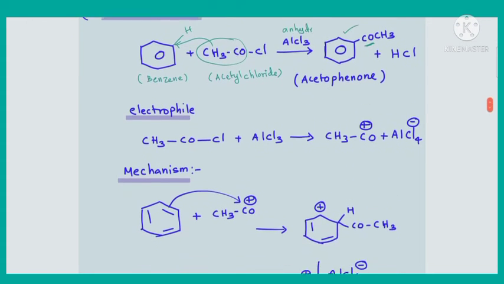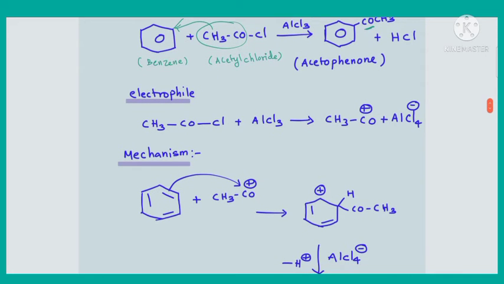Okay, right. Here the mechanism, first step will be as usual, formation of an electrophile, the acetyl electrophile. Acetyl chloride, CH3COCl, reacts with the Lewis acid AlCl3 and forms an electrophile of formula CH3CO plus. So you can call it the acetyl electrophile, acetyl ion, right?